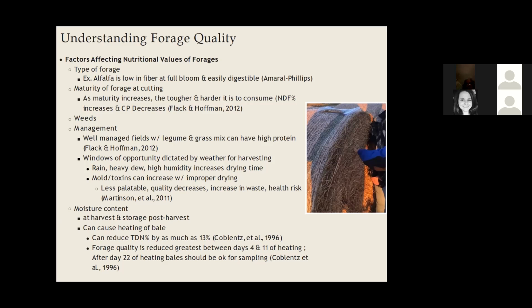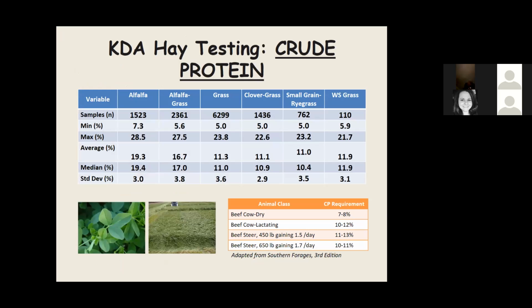Moisture content at harvest and storage post-harvest. This can cause heating. We mentioned that earlier. We've got to make sure that we avoid those bales heating up due to microbial activity. And that heating can reduce the TDN. Forage quality is also greatly reduced between days 4 and 11 for heating. After days 22, the heating of bales should be okay. But we can even see if bales are put in storage in a tight barn without ventilation and there's not a lot of airflow, this can still contain heat and be a danger of fire.